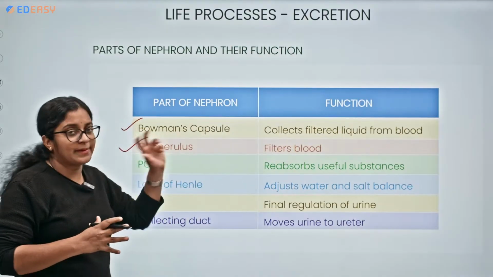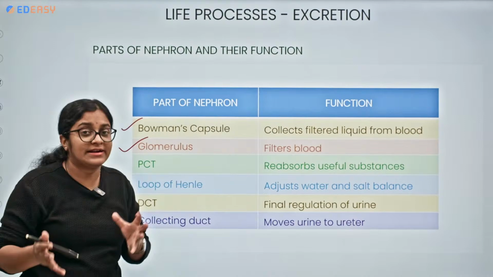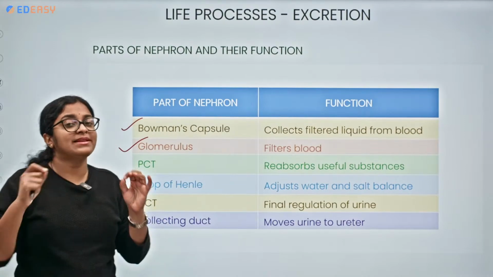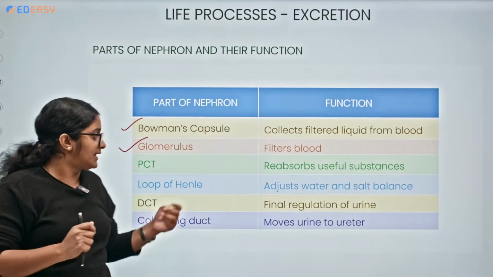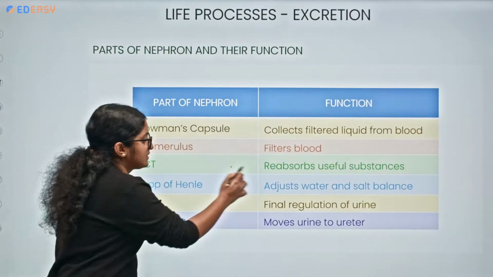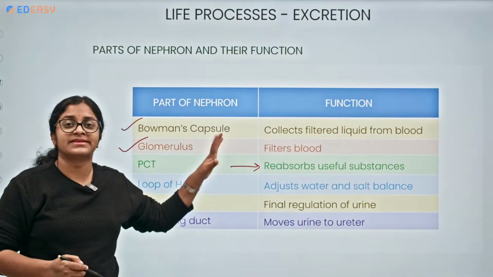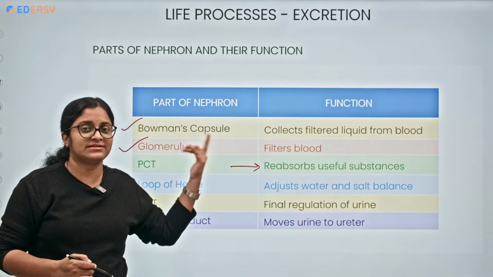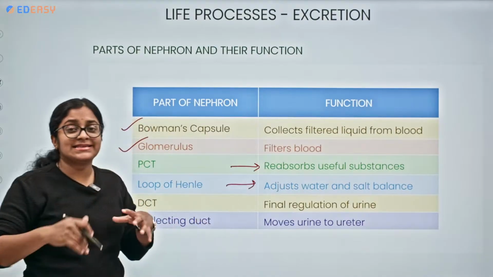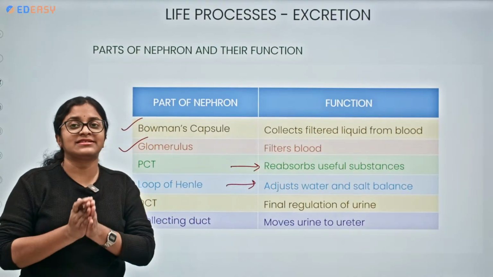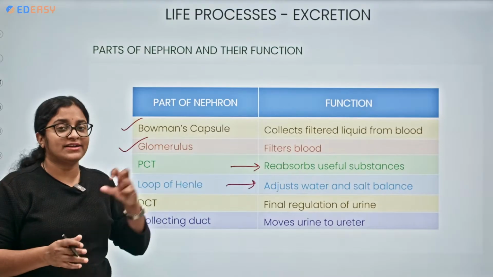Next we have the glomerulus, which is responsible for filtration of the blood. And what will be the part of the renal tubule? PCT, DCT, loop of Henle. So what does PCT do? It reabsorbs the useful substances like glucose, amino acids and water. And what does the loop of Henle do? It is adjusting the water as well as the salt balance.